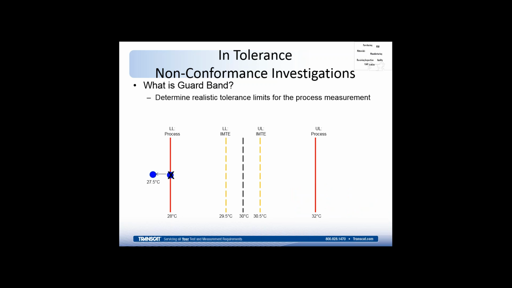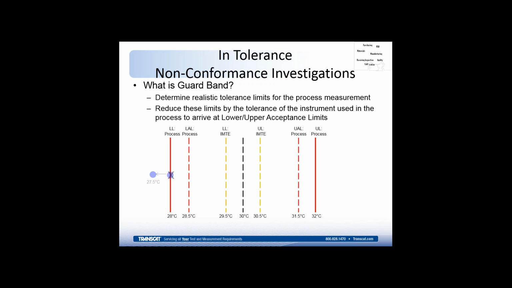So what is guard band? You determine your tolerance limits for the process, however you normally go through that process to figure out what those limits need to be. And then you back off from those tolerances the suitable instrument that you choose for the job, for the measurement. You take its tolerances and back those off of those process tolerances to give you upper and lower acceptance limits, to allow for enough room for the drift in the instrument without it impacting measurements on the product.